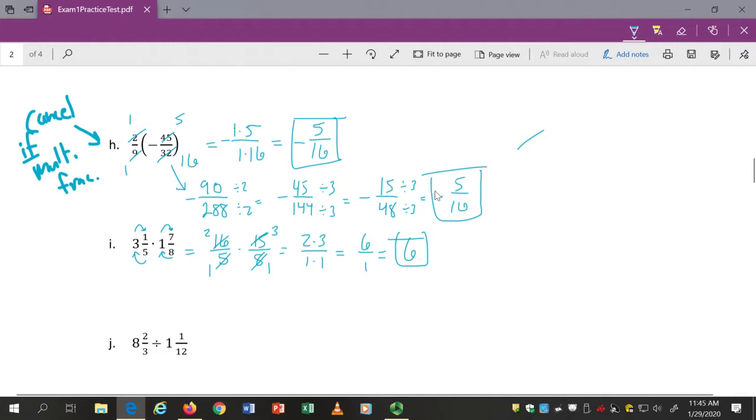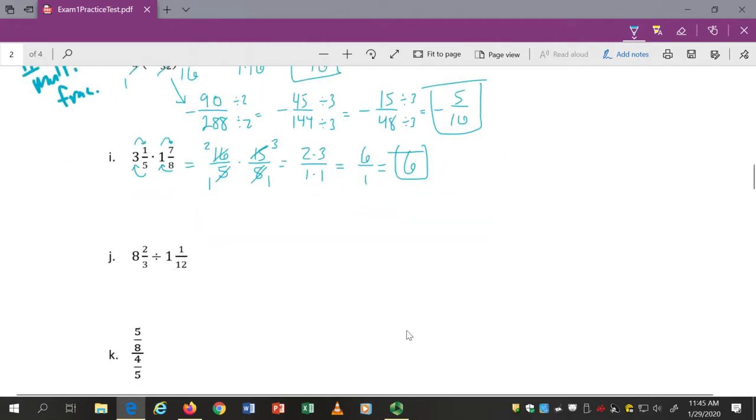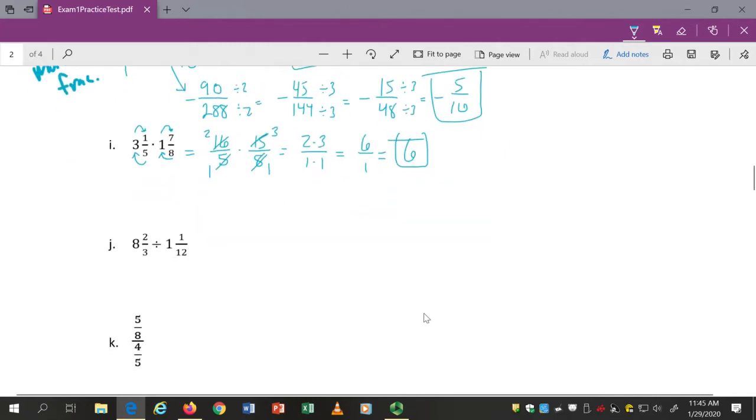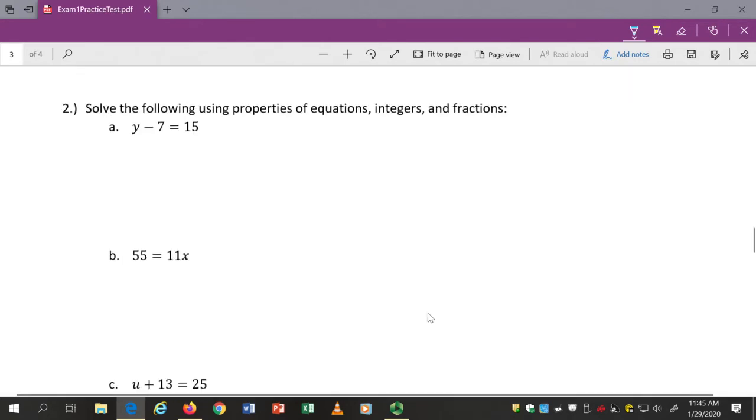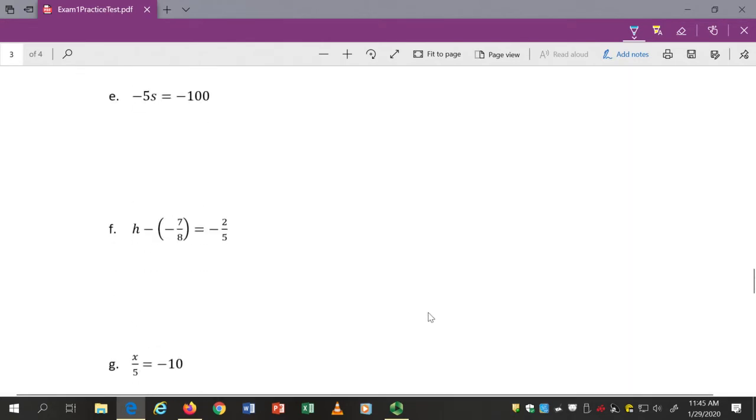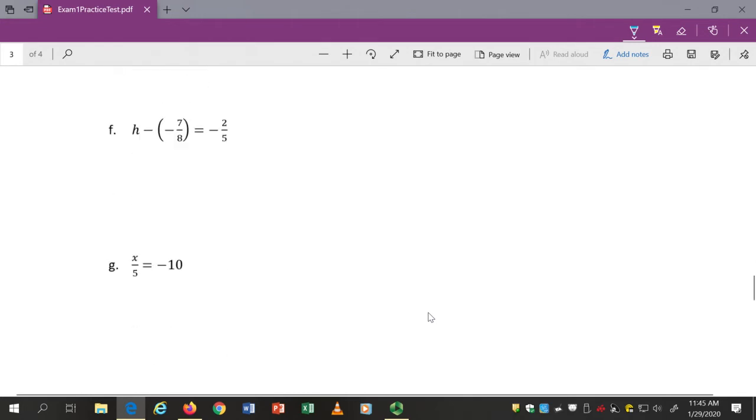Because I know you guys all totally looked at this last night, right? You should. I don't know the number, okay. Letter, but for me it's 21, because I did h minus negative 7/8. This one? Yeah. Okay.